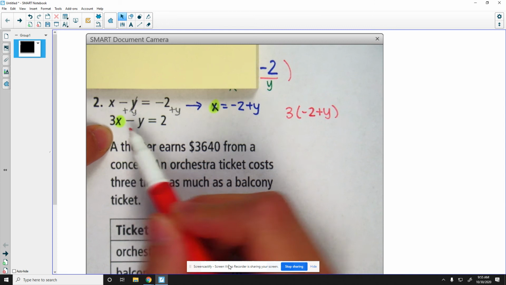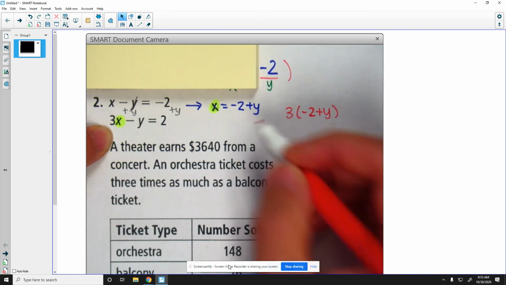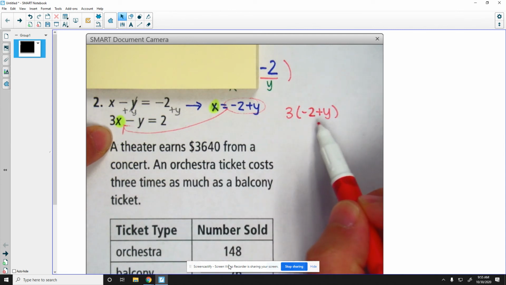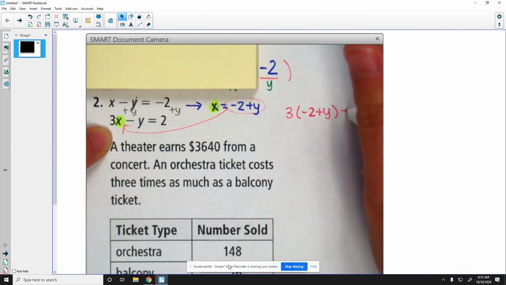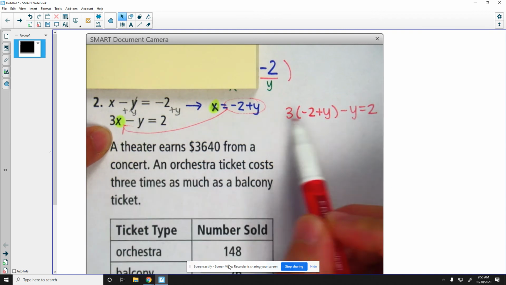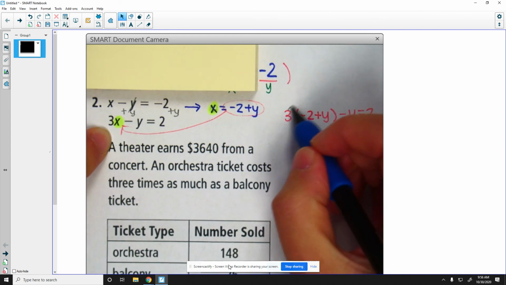So 3 times x. Well, what is x? X is all of this, right? So let's replace this with x. So 3 times -2 plus y, and then just minus y equals 2. So I just rewrote this whole thing, but then I just have x. Okay. So now I'm going to distribute.